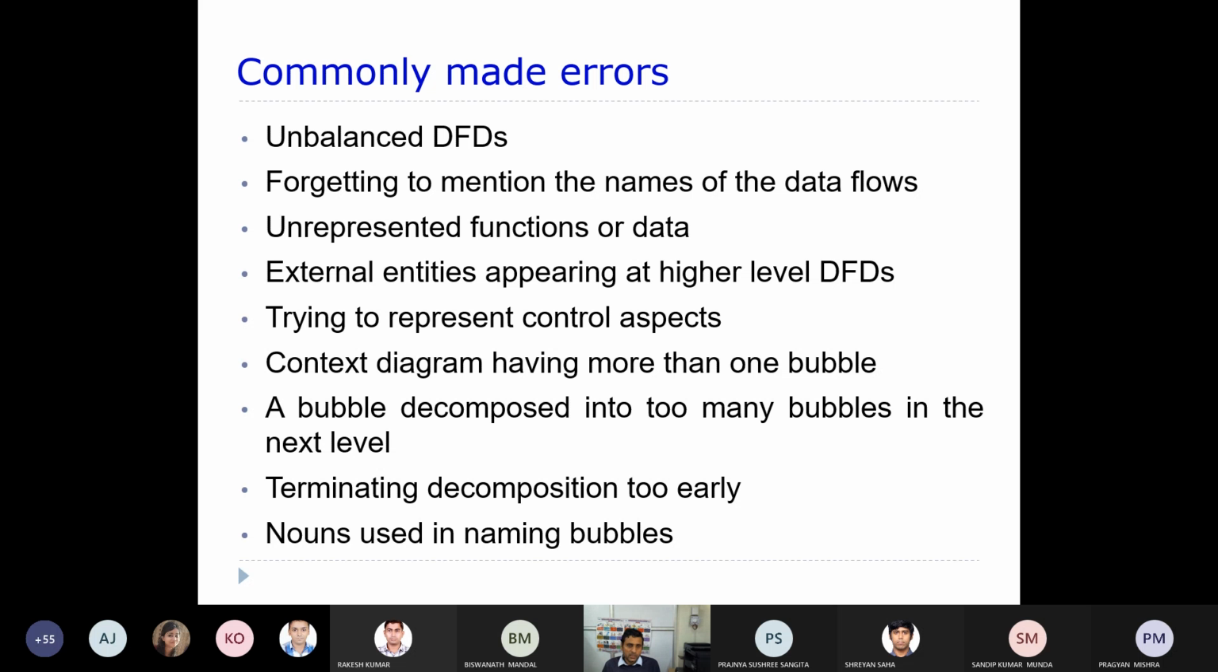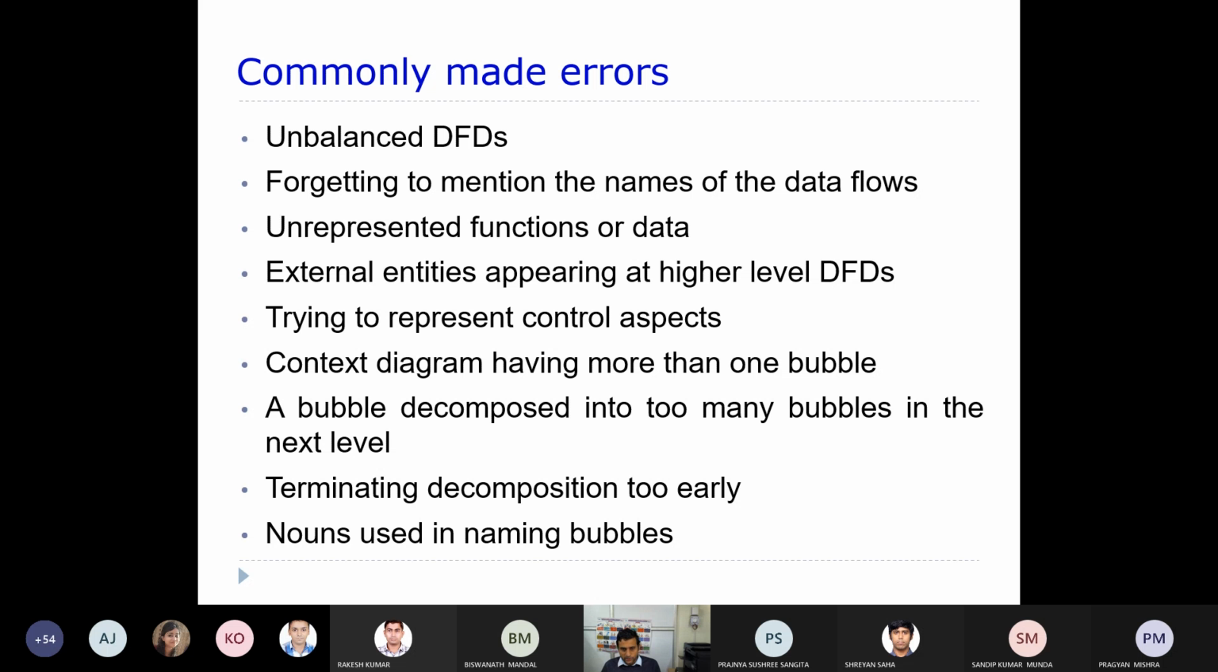So you cannot have that particular aspect, right? A context diagram having more than one bubble is a mistake. I told you, the context diagram will always have only a single bubble, which represents the whole system. A bubble decomposed into too many bubbles in the next level is also not allowed.